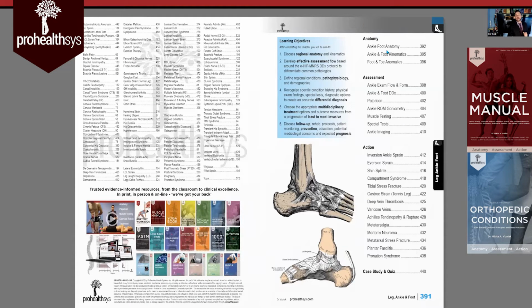We go through our anatomy first, then we look at our assessment protocols and eventually working into the actions that we want to follow. Of course, remembering when you have the orthopedic conditions text, you also have all of your conditions listed at the very front, inside the front cover if you want to find them rapidly, or same thing on our website if you're looking at it digitally.